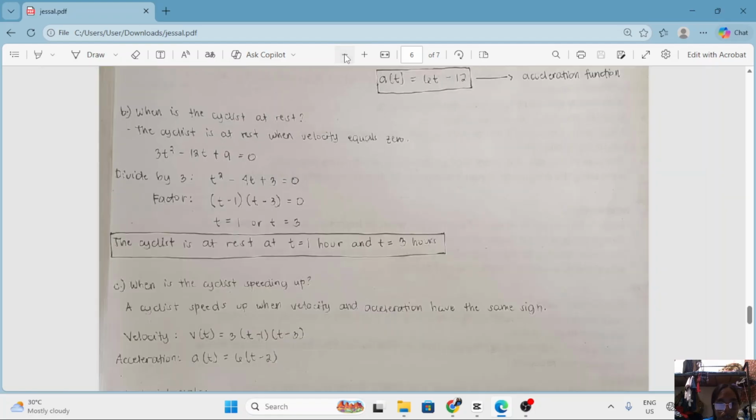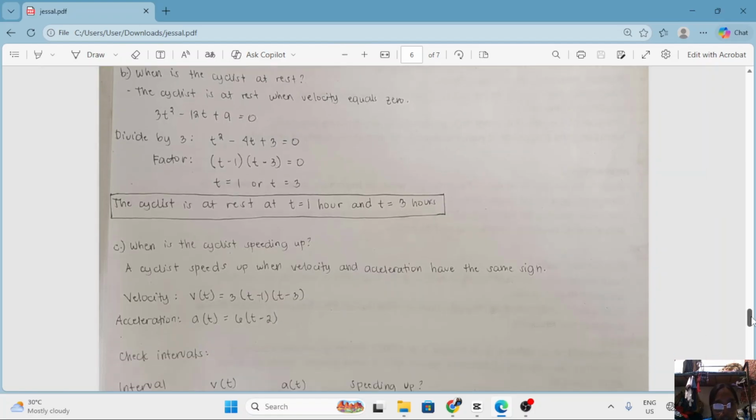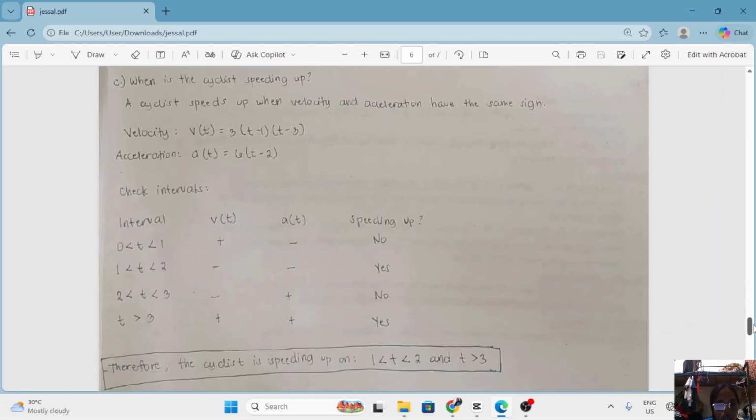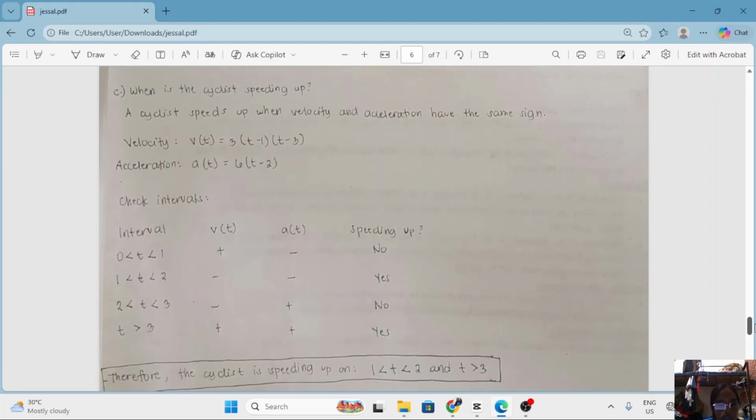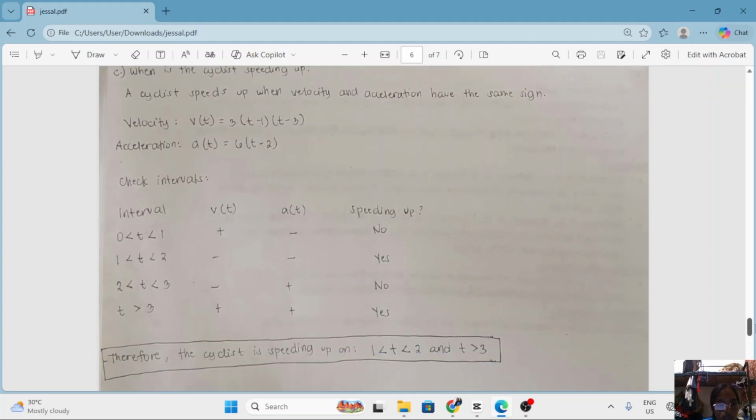So letter C, this is quite a lot. Yes, this is really quite a lot, no? Because there's a lot of interpretation when it comes to this. So let's read letter C.